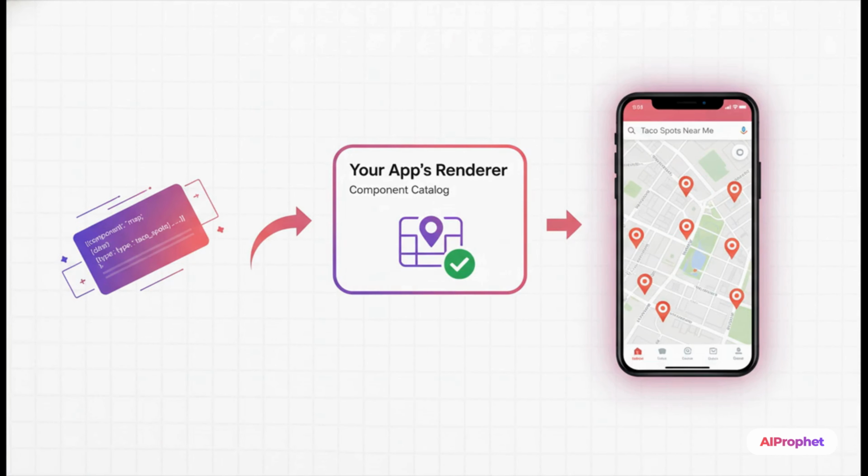So your application gets this JSON, sees the request for a Google Map component, and says, awesome, I've got one of those in my catalog. It then spins up its own fully native, high-performance map component, feeding it the data from the blueprint. The result is a totally seamless UI that perfectly matches your app's look and feel because it is your app. No web views, no iframes, none of that clunky stuff.